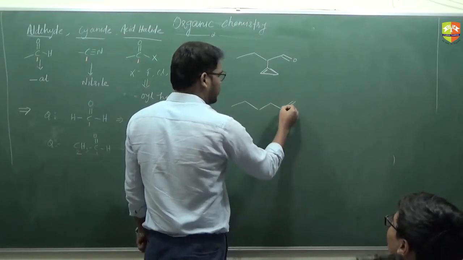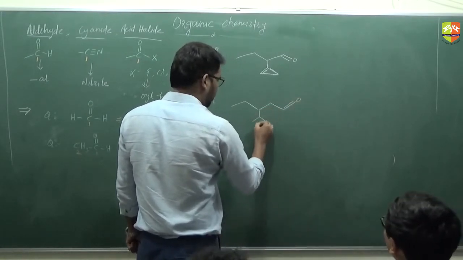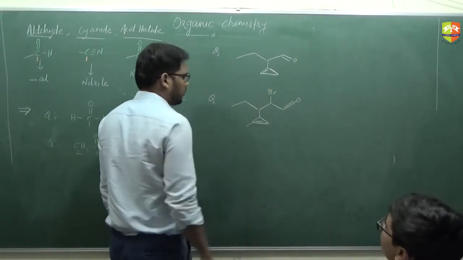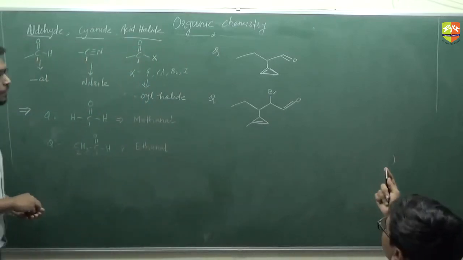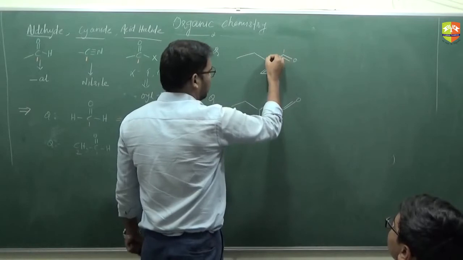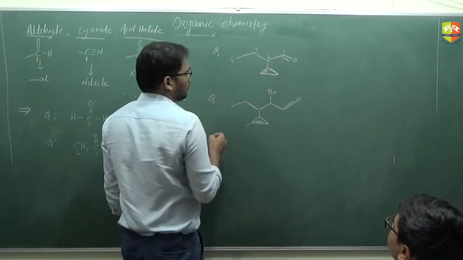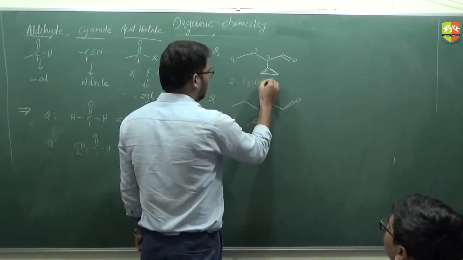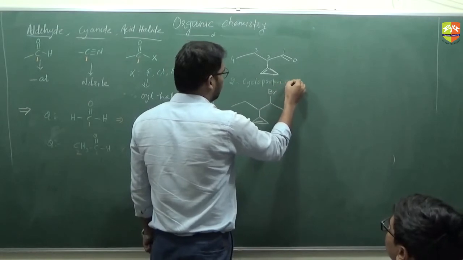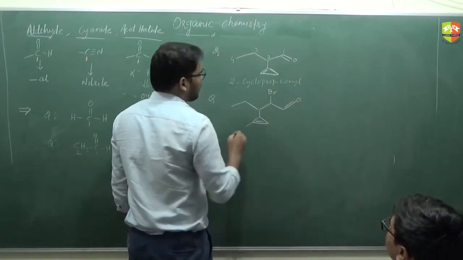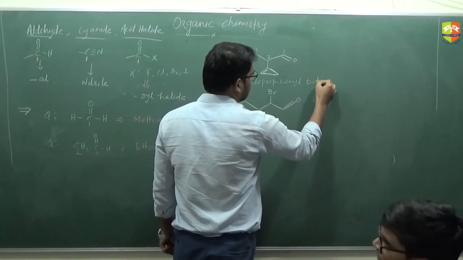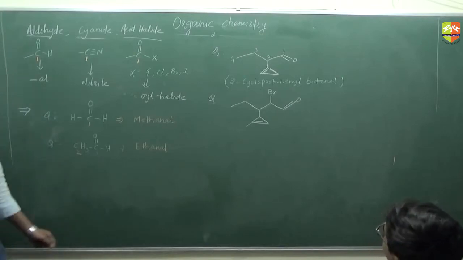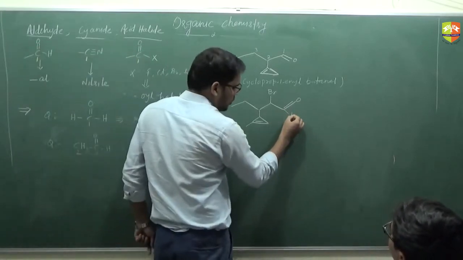What is the name of this compound? Cyclo butanol. You see, the first question is this. 1, 2, 3, 4. This is C double bond O. There is one hydrogen present here, which we do not represent actually.